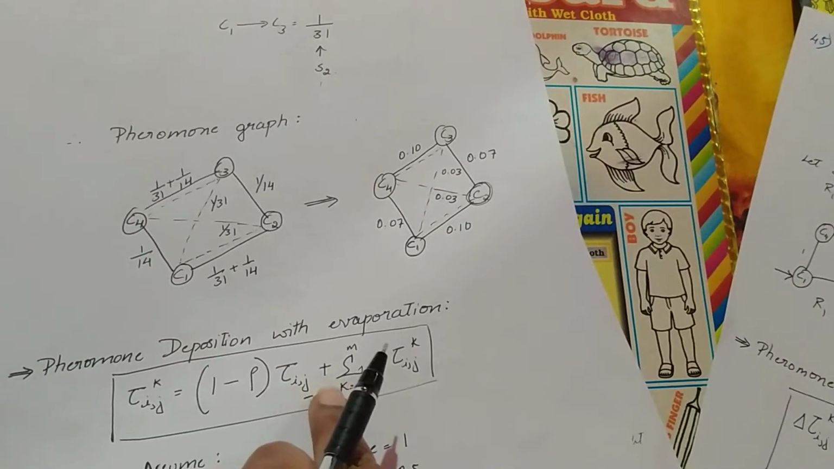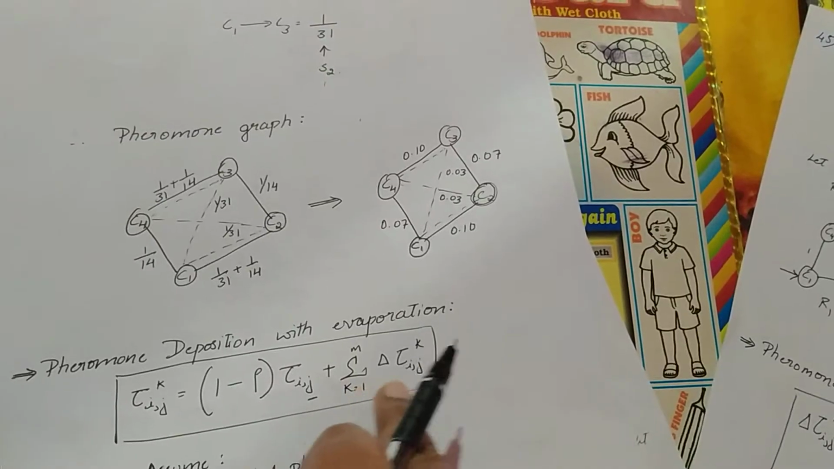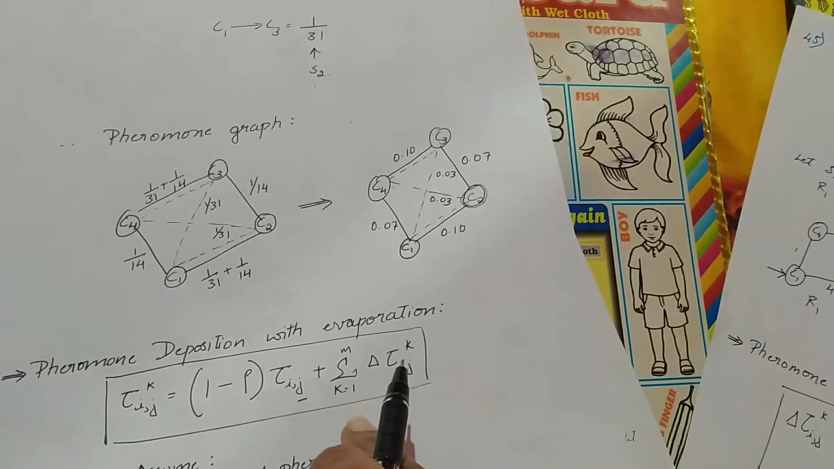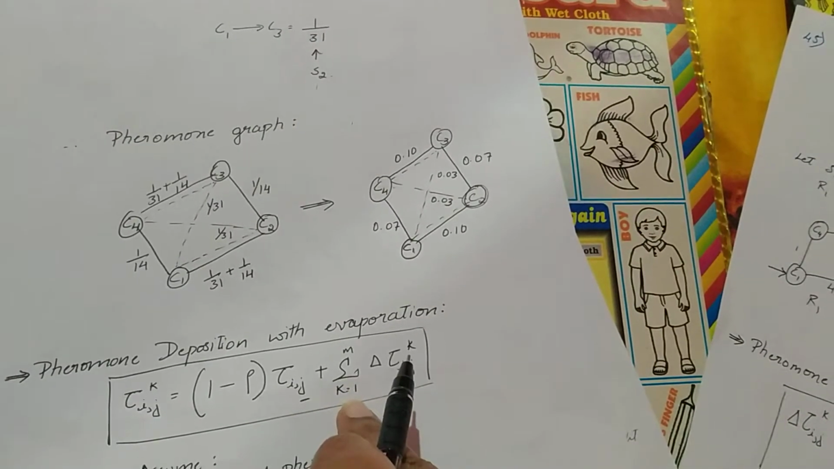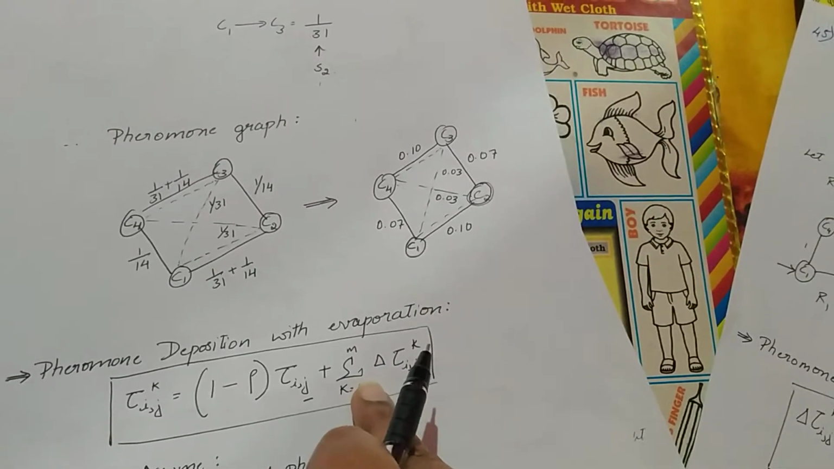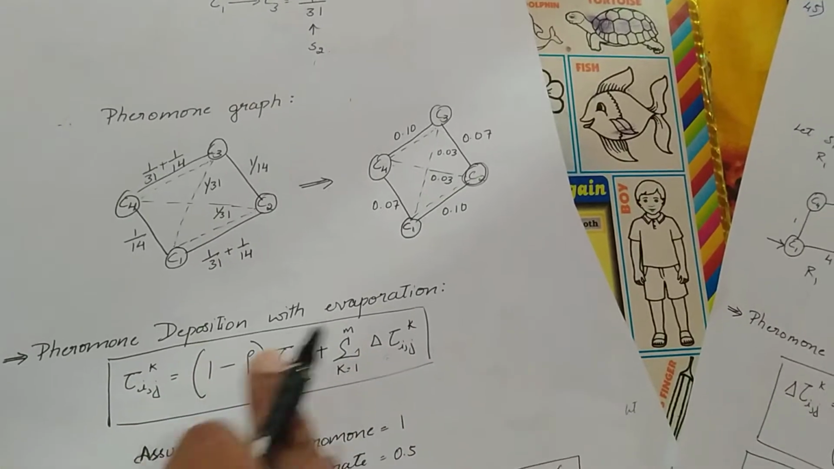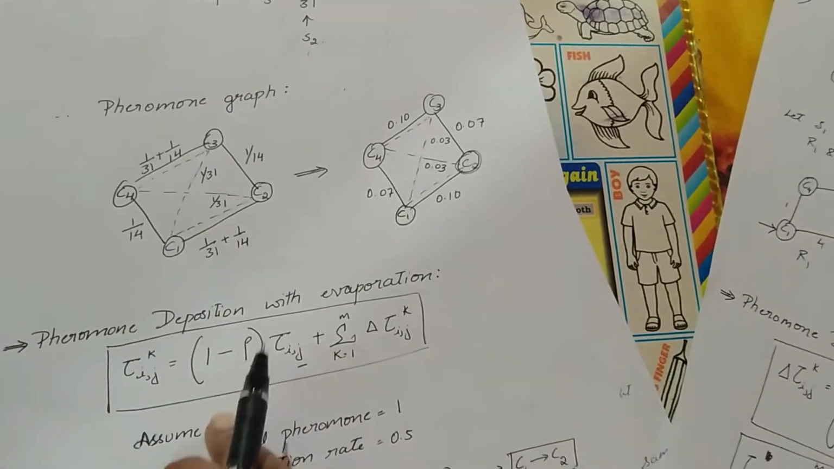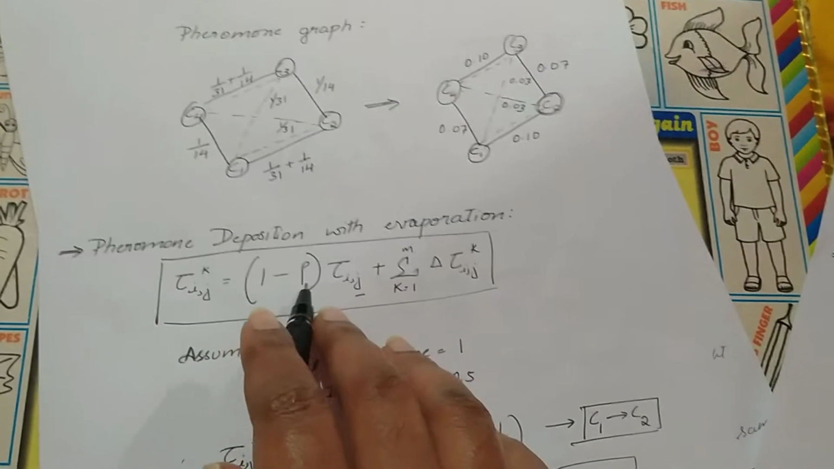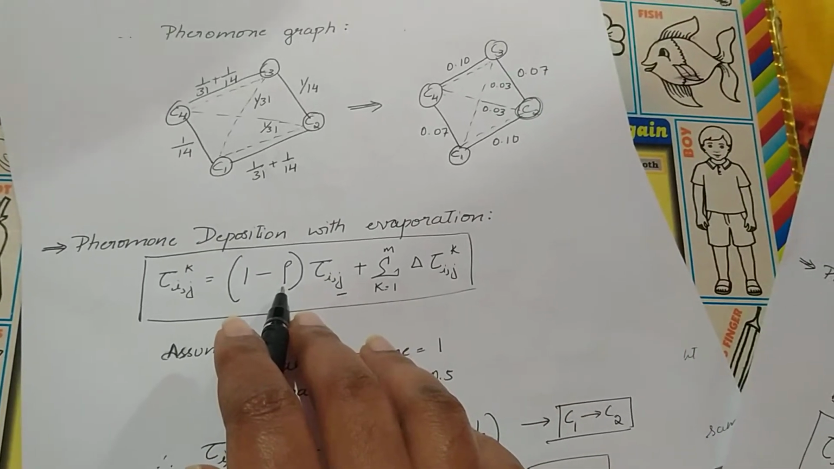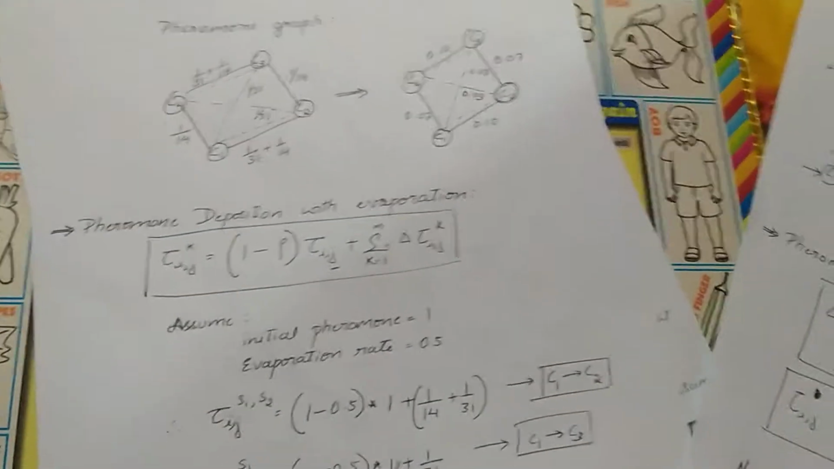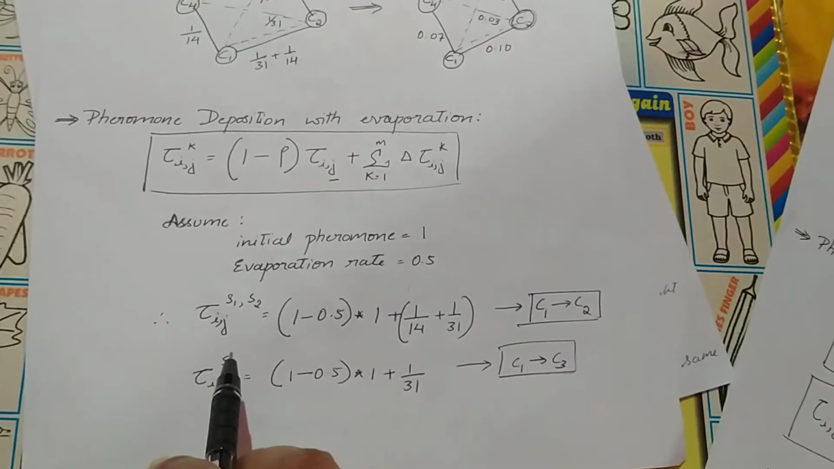Then we'll add the actual pheromone deposited by all other ants, that is, the pheromone deposition between i and j with respect to the k-th ant. It may be 1 or 2 ants. If there are 2, then we'll add the two different pheromone depositions to get the final pheromone deposition on that particular edge. As I already told, the evaporation coefficient is 0.5. So now we'll substitute the values.